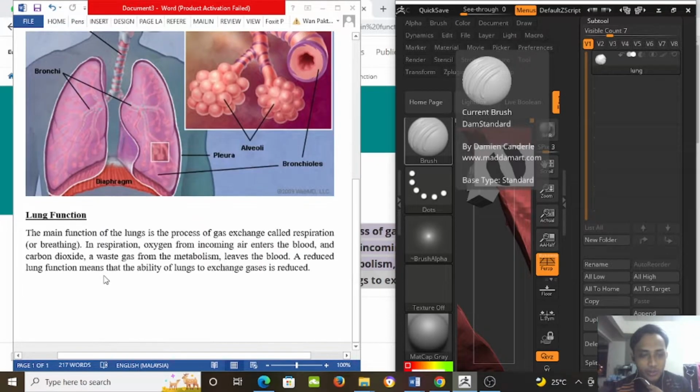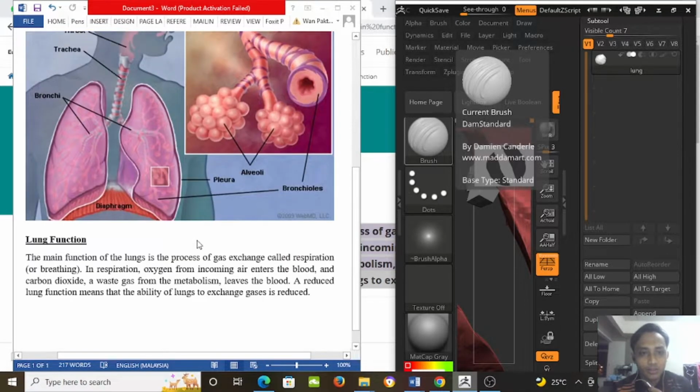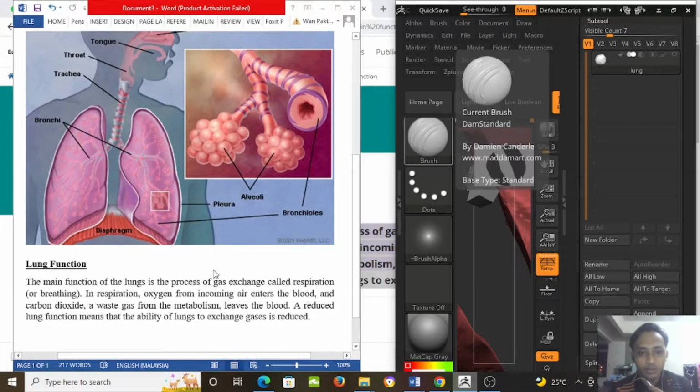Okay, the lung function. The main function of the lung is the process of gas exchange called respiration or breathing. In respiration, oxygen from incoming air enters the blood, and carbon dioxide and waste gas from metabolism leave the blood through the alveoli. Reduced lung function means the ability of the lung to exchange gas is reduced.